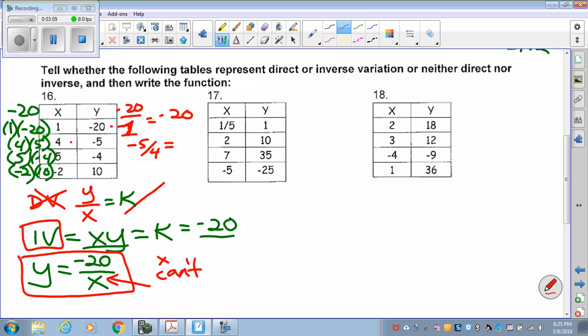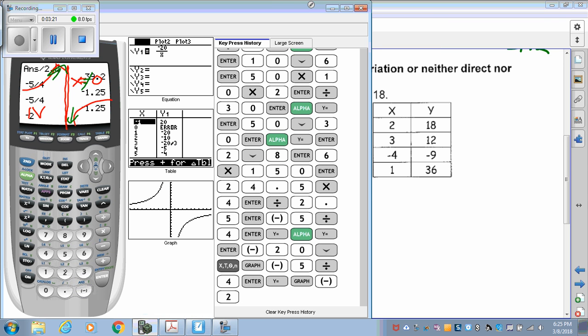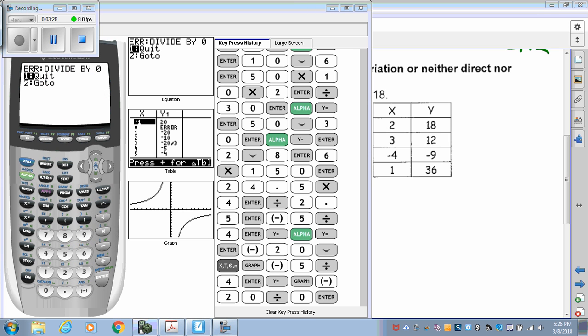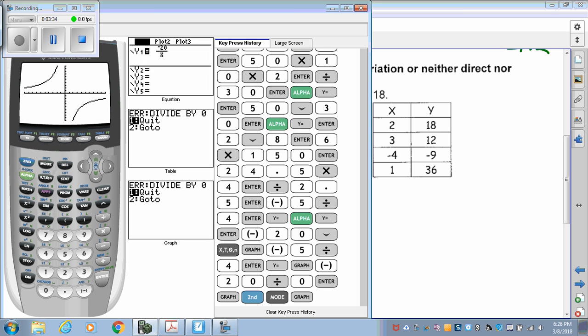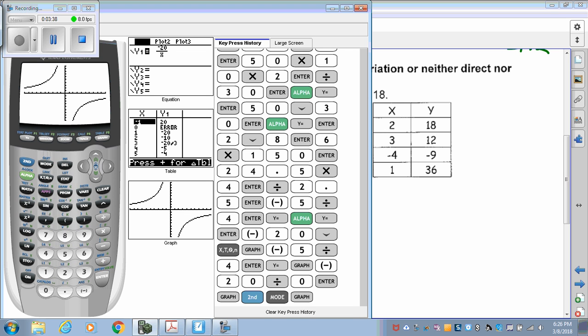Can't be 0. x can't be 0. You cannot divide by 0. If I try to take negative 20 divided by 0, I'm going to get an error. Okay, so that's the graph of your inverse variation. Looks like that. So you're going along fine, and then you hit 0, and then it just goes nuts.